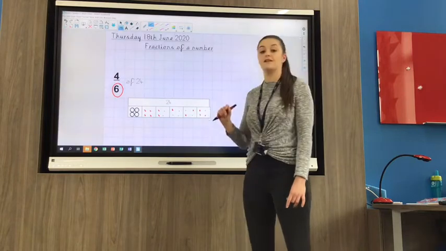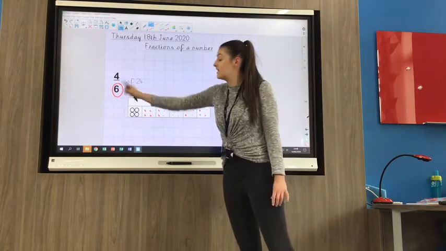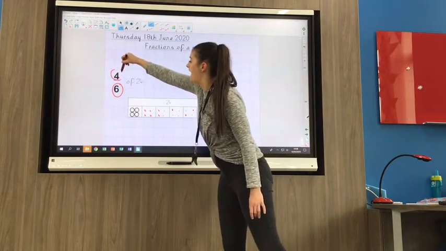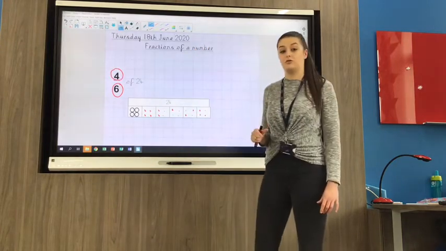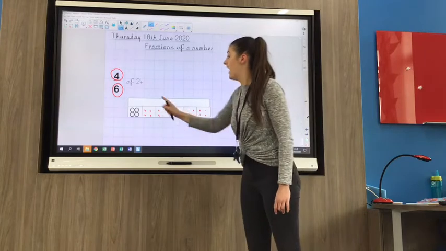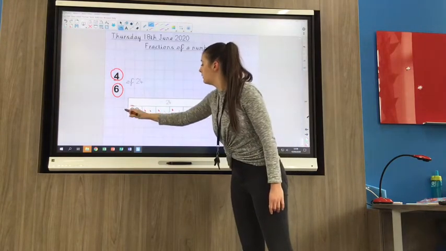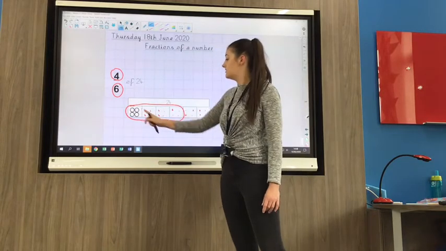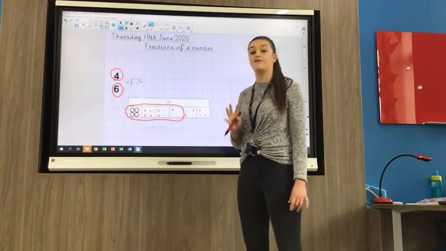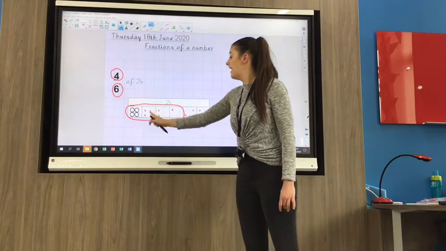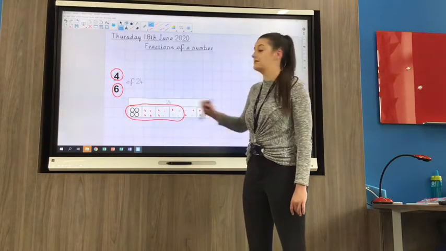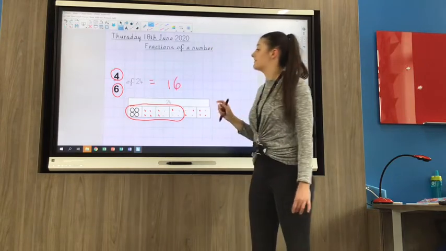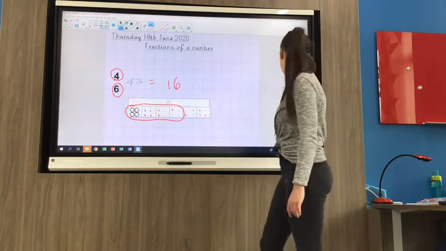I've shared 24 into 6 equal groups. But my numerator is telling me how many parts of those 6 groups I need. Okay, I need 4. So I need 1, 2, 3, 4. So I now need to just count the counters in those 4 groups. 4, 8, 12, 16. So 16 is my answer. 4/6 of 24 equals 16.